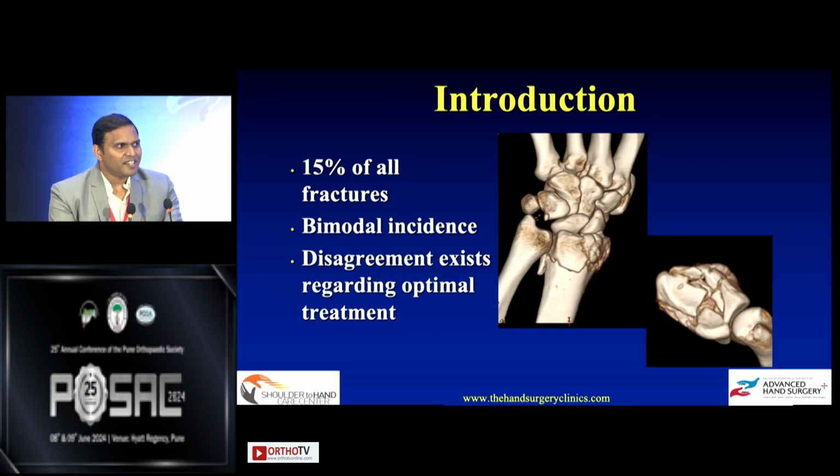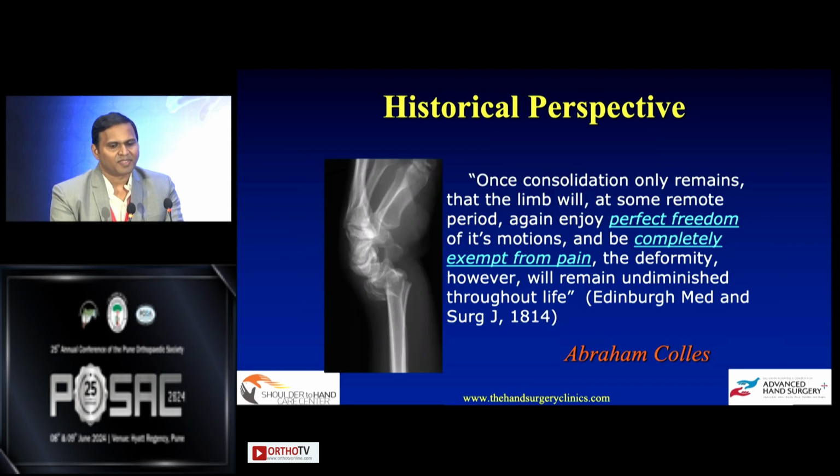Distal radius fractures account for almost 15% of all fractures. They have a bimodal incidence, commonly seen in the pediatric age group and the old age group. A disagreement exists regarding the optimal management of distal radius fractures among most surgeons. In the 19th century, Sir Abraham Colles described that once the fracture consolidates, the patient enjoys a pain-free, complete range of movement. It's just that the deformity will be persistent.